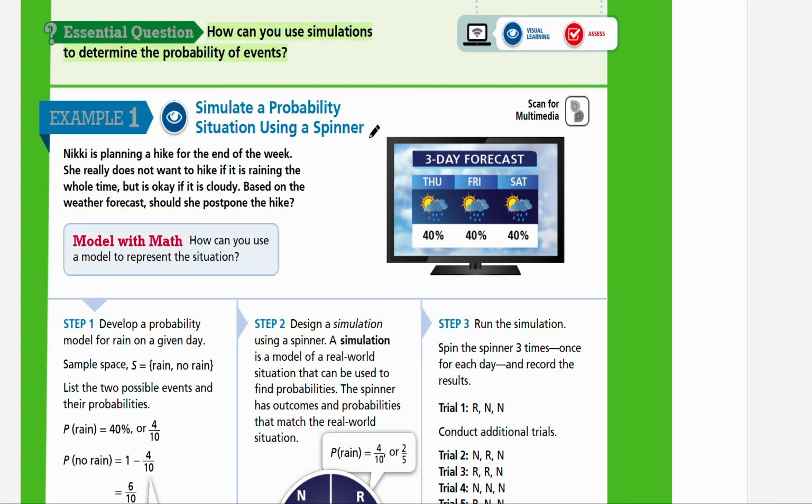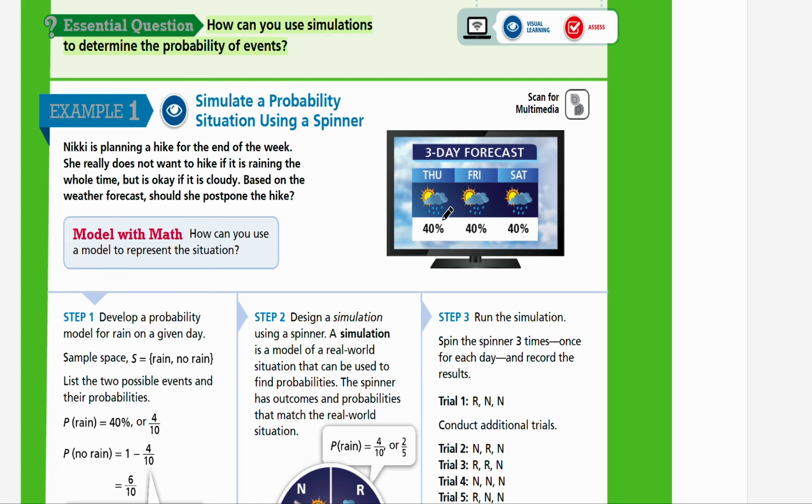Simulate a probability situation using a spinner. Nikki is planning a hike for the end of the week. She really does not want to hike if it's raining the whole time, but it's okay if it's cloudy. Based on the weather forecast, should she postpone the hike? So look at this 3-day forecast here. We have Thursday, Friday, Saturday, and they're all raining with a 40% chance.